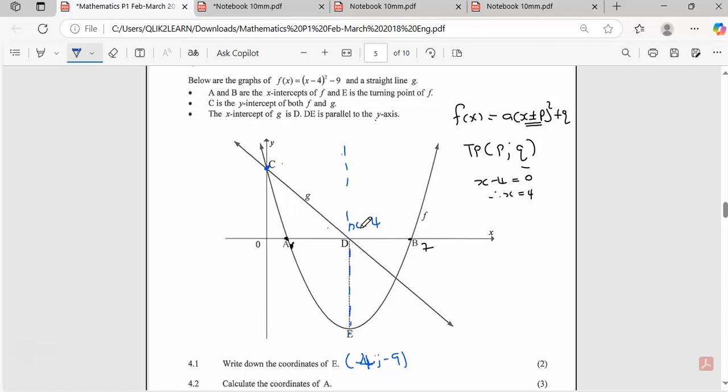Sorry guys, I'm not sure what the issue is with this. Okay guys, let me fix something here.